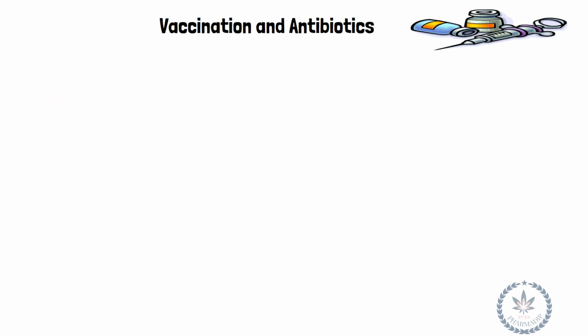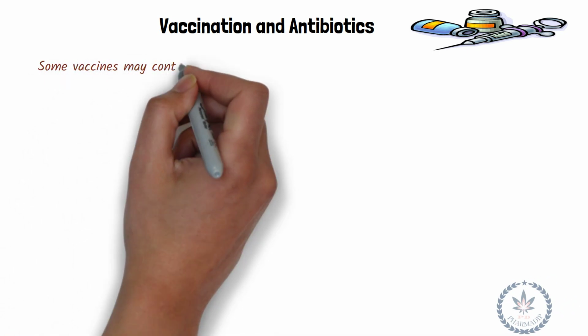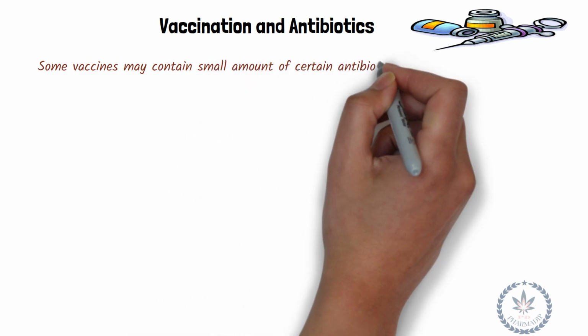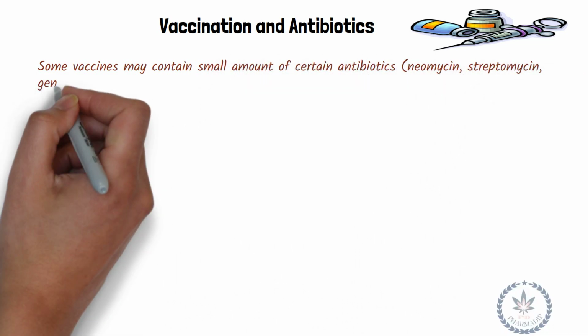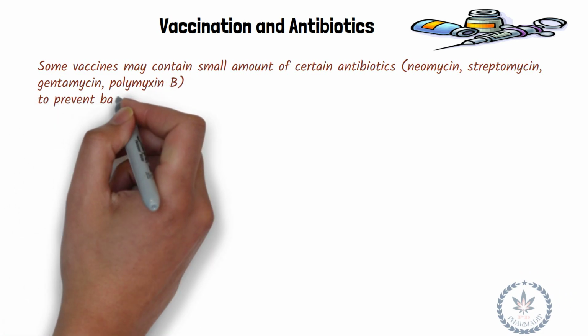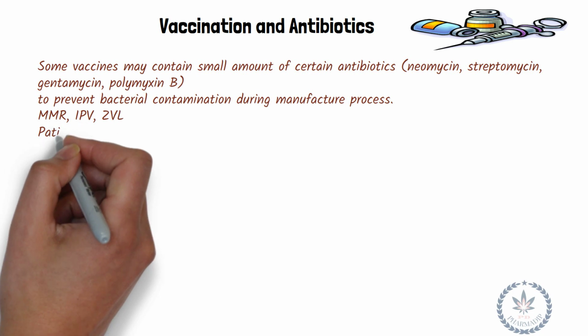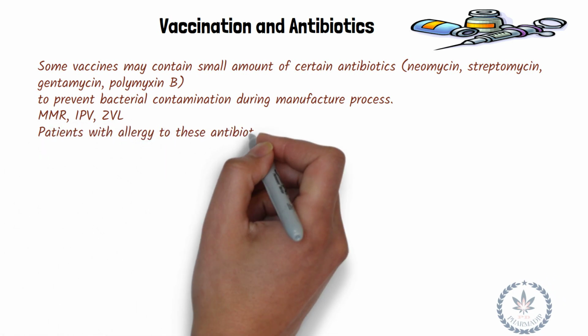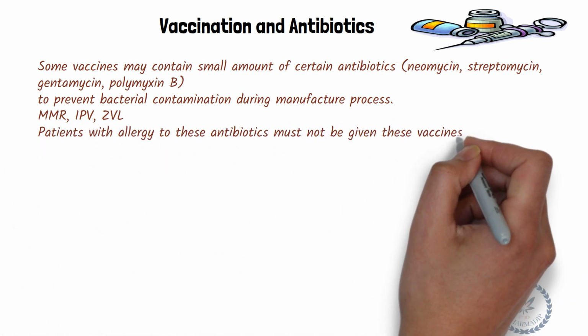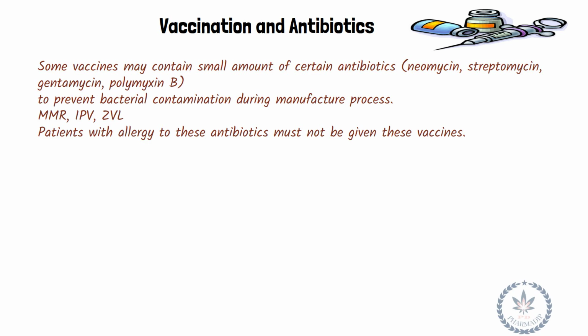Now let's look at considerations while administering antibiotics with vaccines. Some vaccines may contain a small amount of certain antibiotics such as neomycin, streptomycin, gentamicin, and polymyxin B to prevent bacterial contamination during the manufacturing process. Vaccines such as MMR, IPV, ZVL. Patients with allergy to these antibiotics must not be given these vaccines.